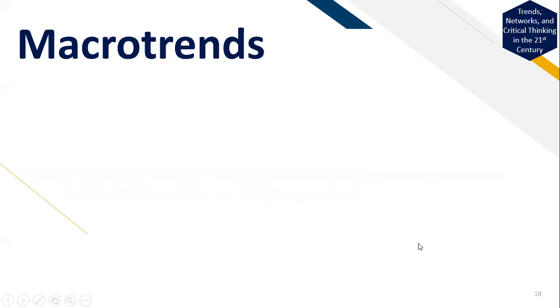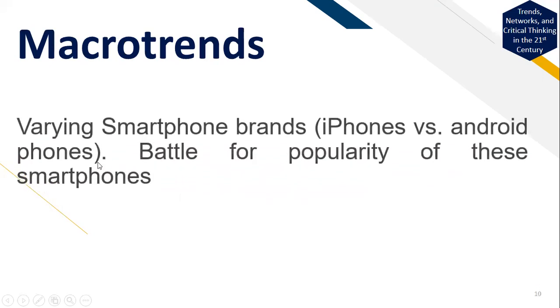Okay? So ano ang example ng macro trends? Okay, varying smartphone brands, iPhones versus Android. So battle for popularity of the smartphone. So bakit naging example si iPhone versus Android phones? Kasi nga we all know that ever since the conception of iPhones and ever since the genesis of iPhones, naging patok naman talaga siya. So from 2007 up to the present time, tinatangkilik pa rin si iPhone.